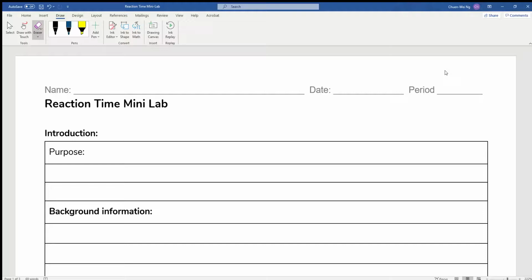This is the lab where you were dropping a bunch of rulers to figure out what had a stronger or faster reaction time, your eyes or your ears, and who had the better reaction time between you and your friends.